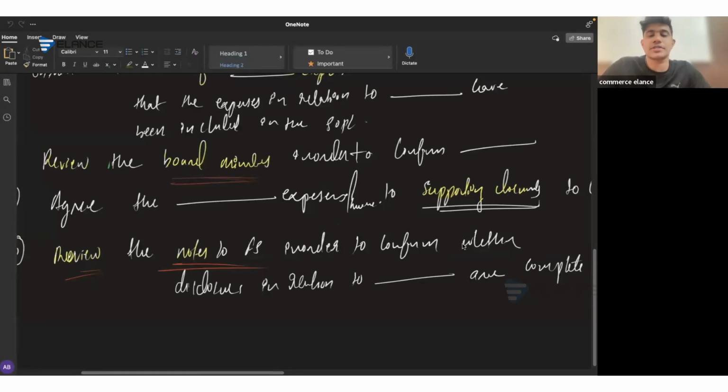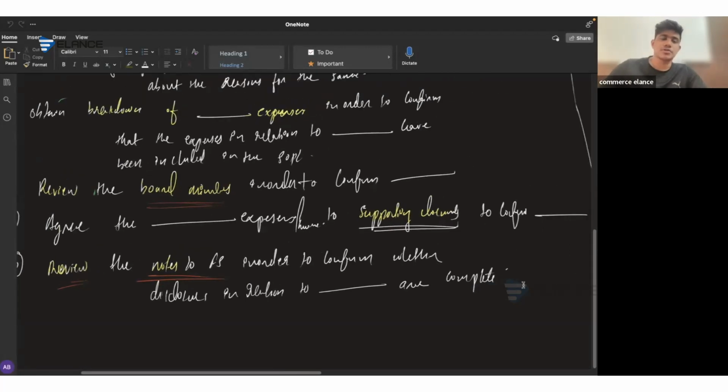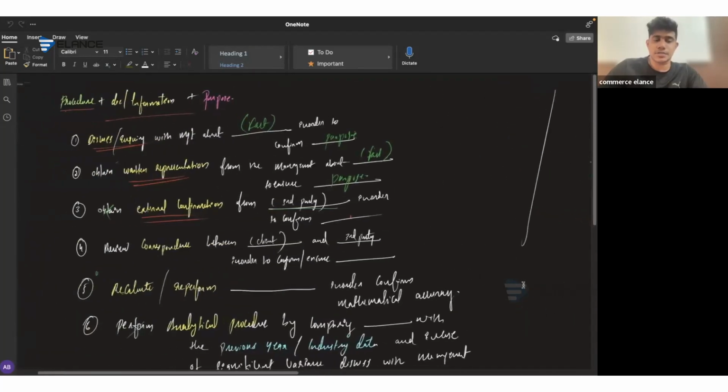Review the notes to financial statements in order to confirm whether the disclosures in relation to redundancy provision are complete and are in accordance with accounting standards. So you can always consider the possibility of reviewing notes to financial statements in order to confirm adequate amounts of notes have been provided in relation to any of the specific accounting treatment areas here, in relation to redundancy provision. So this is how you need to give answers for substantives.